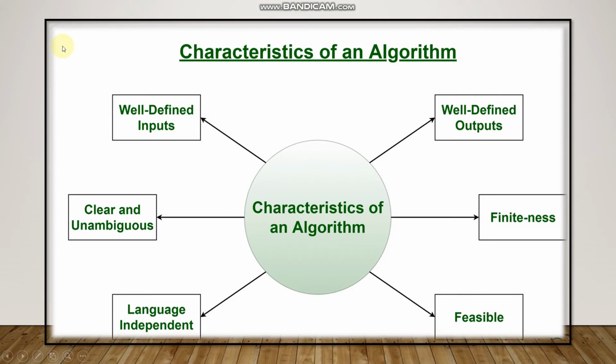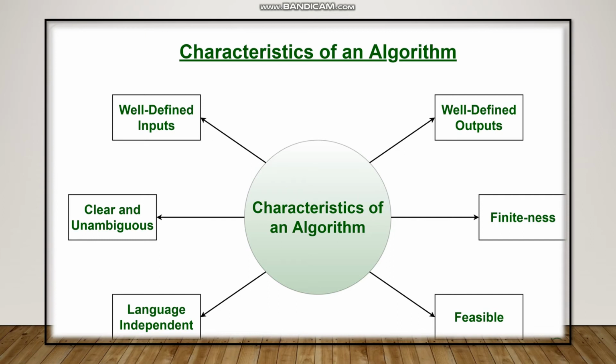The first characteristic we discuss is well-defined inputs. Well-defined inputs means that you should have concise input and it should lead to one meaning. Well-defined outputs: outputs should lead to one concise output. Finiteness. Finiteness is about your algorithm not having an infinite number of loops. Feasible. An algorithm must be practical and it should be simple.